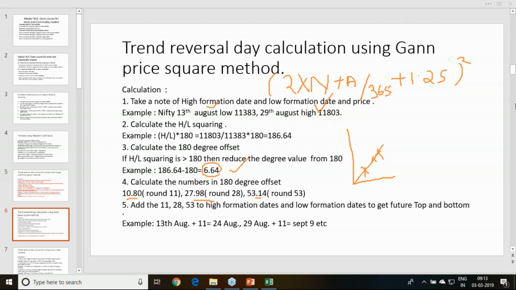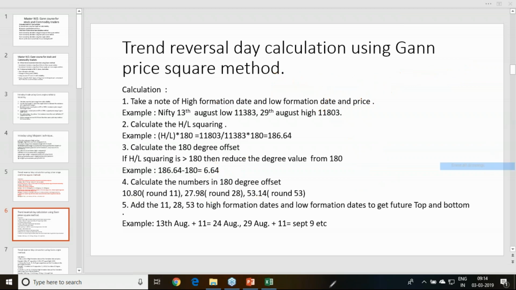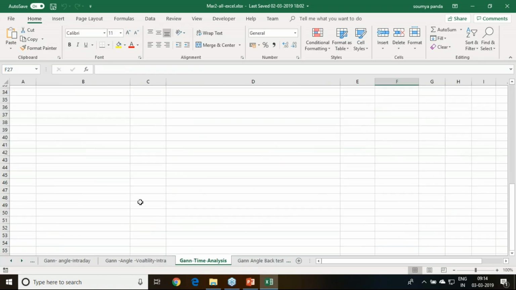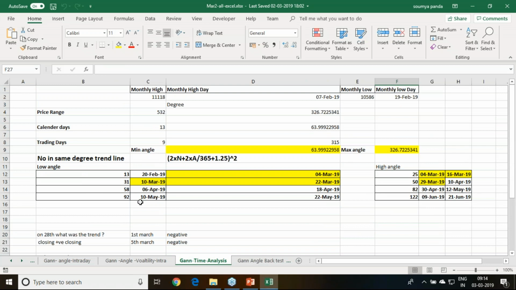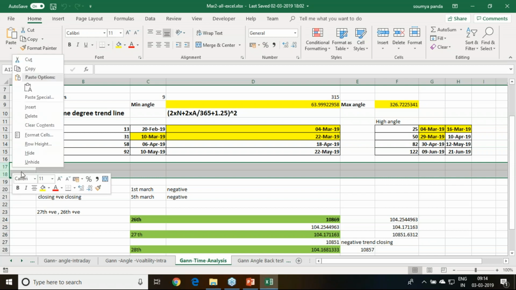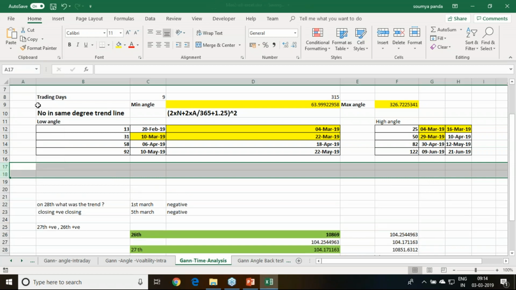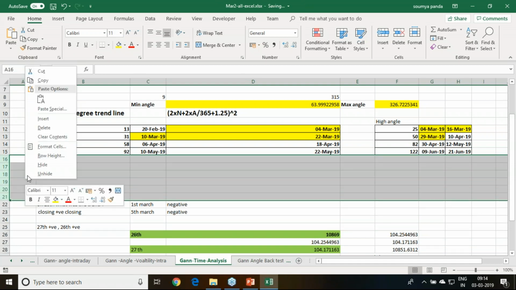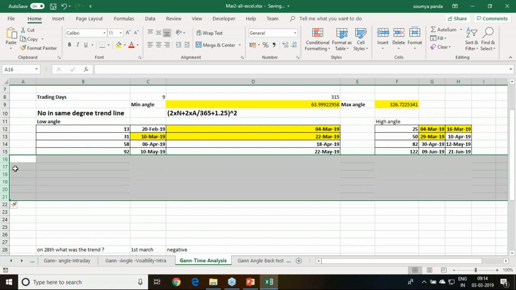So now coming to one live example for the Nifty, the same example in the same Excel sheet that we have done earlier, the Gann time analysis Excel sheet. We know that 7th February the high happened and 19th February the low happened. So here I'm just creating some space so that we can add some values here.